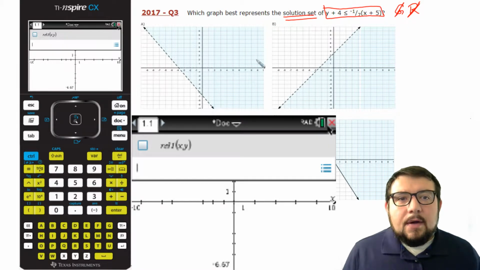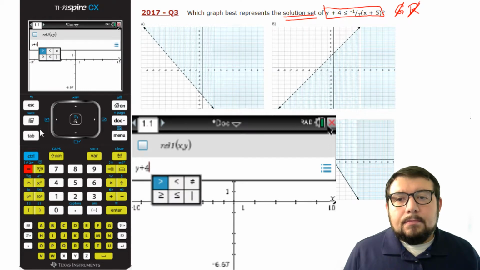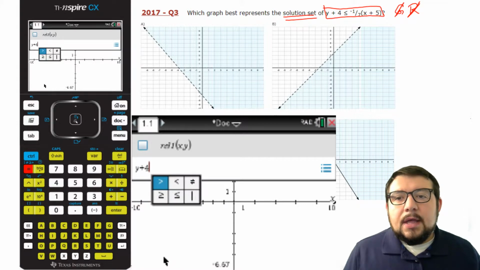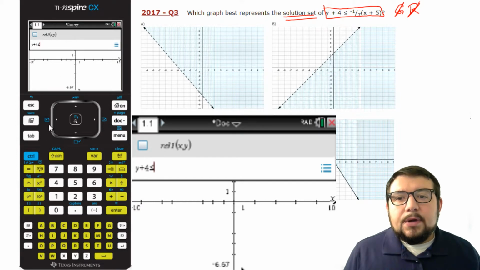Okay, now I'm going to just copy the inequality exactly how it is on my paper. Now y plus 4, and now to get the little inequality, just in case you don't know, to get the little less than or equal to, you press Control equal sign. And right there you can see less than or equal to on your calculator screen. You just choose it and you keep going.